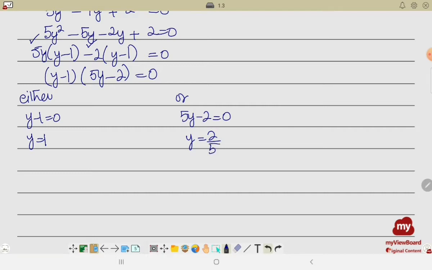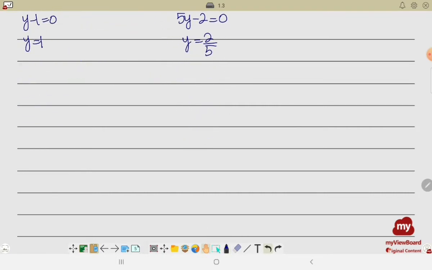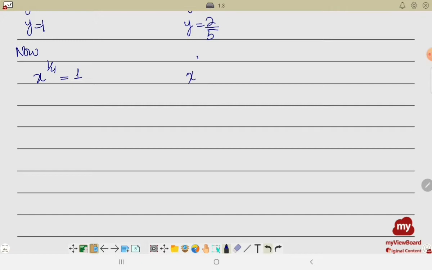Now since we are having the values of y, and instead of y we have to find out the values of x, so we'll do the back substitution. So we'll write now y was supposed to be as x raised to power 1 by 4 equals 1, and here also we supposed y as x raised to power 1 by 4. So we have done the back substitution. Now we just need x and we don't need 1 by 4.